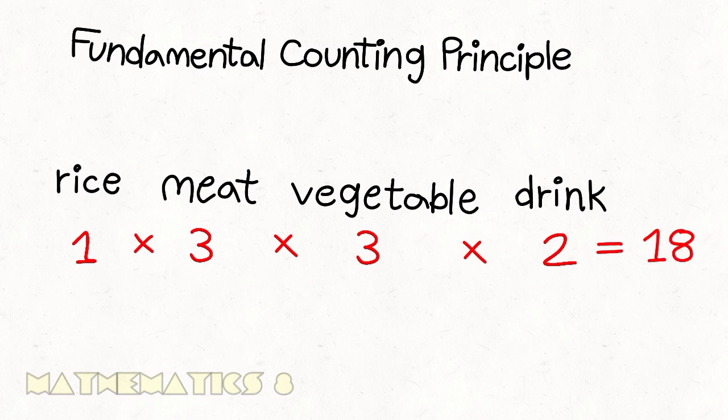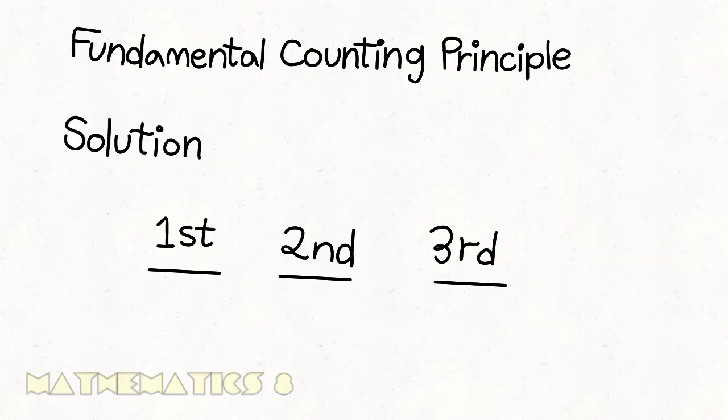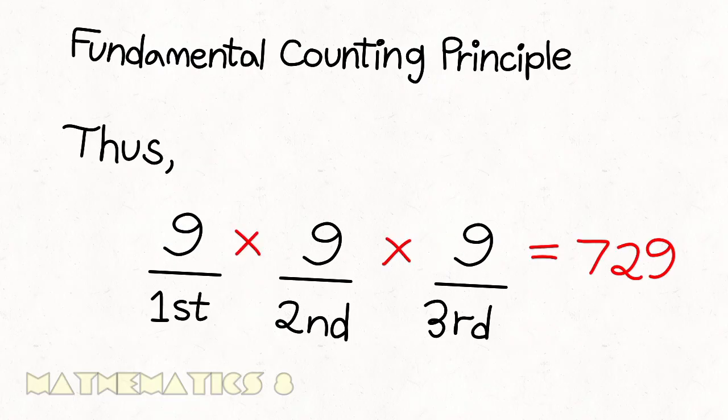Using the digits from 1 to 9, how many 3-digit numbers can be formed if repetition of digits is allowed? Since we will form 3-digit numbers, we reserve space for each digit. In the first space, any one of the 9 digits can be placed. In the second space, any one of the 9 digits can be placed, and in the third space any one of the 9 digits can be placed also.